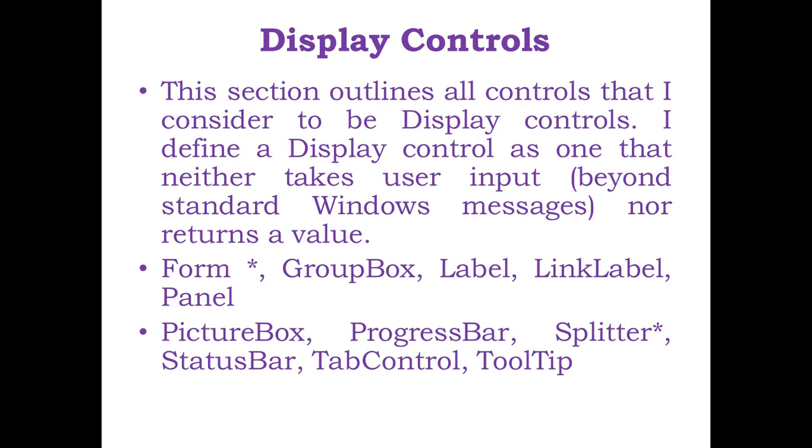Next, display controls. This section outlines all the controls that I consider to be display controls. I define a display control as one that neither takes user input beyond the standard Windows messages nor returns a value. So: form, the different types of forms, group box, label, link label, panel, picture box, progress bar, splitter, status bar, tab control, and tool tip. These are very important links to all the types of display controls, and their members and properties are listed in a table, detailed in the tutorial materials.